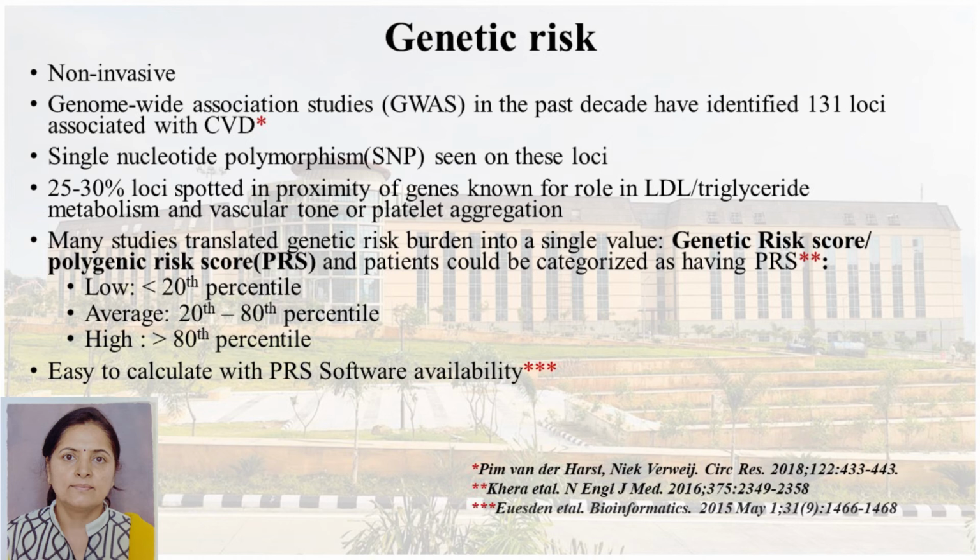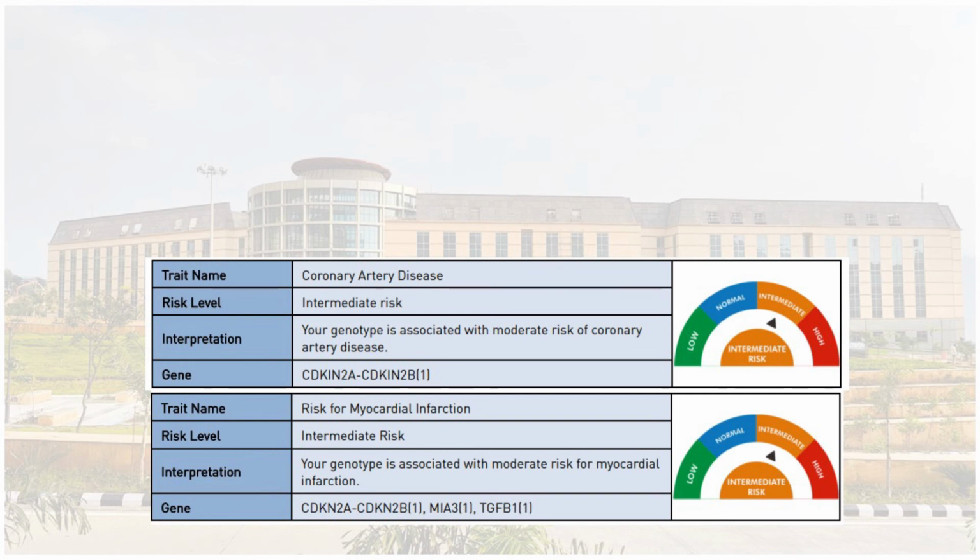Many studies have translated this genetic risk burden into a single value, which is called genetic risk score or polygenic risk score or PRS. The patients could be categorized according to the PRS into low risk, intermediate or average risk, or high risk depending upon the percentile. Then the PRS can be easily calculated with the software which is available in the market. Calculating PRS and determining the risk of developing cardiovascular diseases has become easier. This is an example where a genotype has been found and which has determined the risk of developing coronary artery disease or risk of developing myocardial infarction.